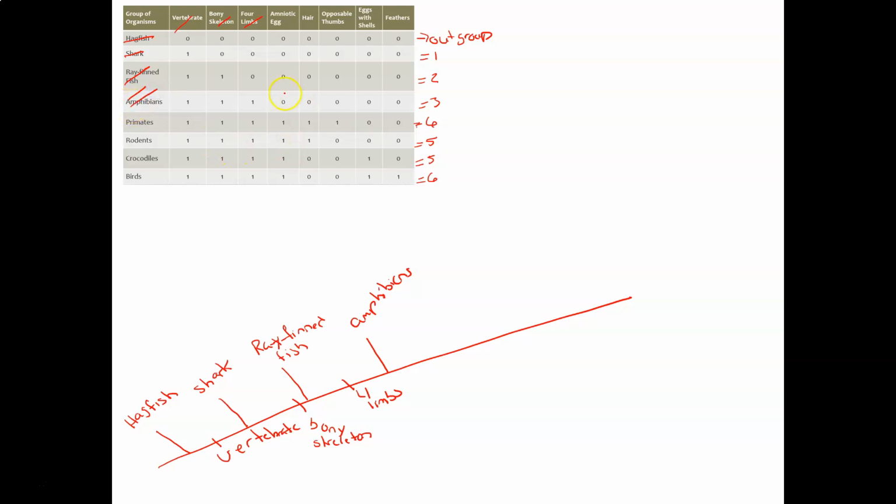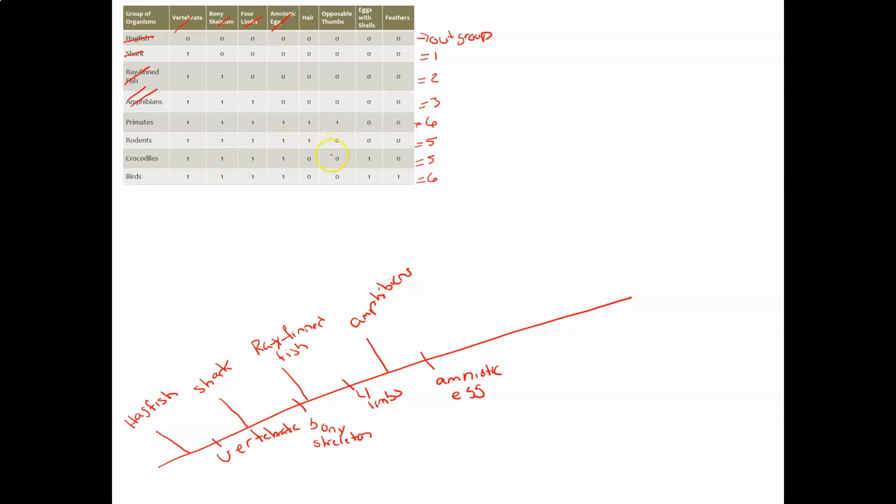Okay. All right. Now things get a little more complicated because I have 2 5s and 2 6s. So let's go ahead and take a look at those 2 5s. That includes our rodents and our crocodiles. If I look, they both have those skeletons, the limbs. They also have the amniotic egg, which so does everybody else who's left, by the way. So that tells me that that amniotic egg is the next derived characteristic. So let's go ahead and add that on there, and I can take that off the list.